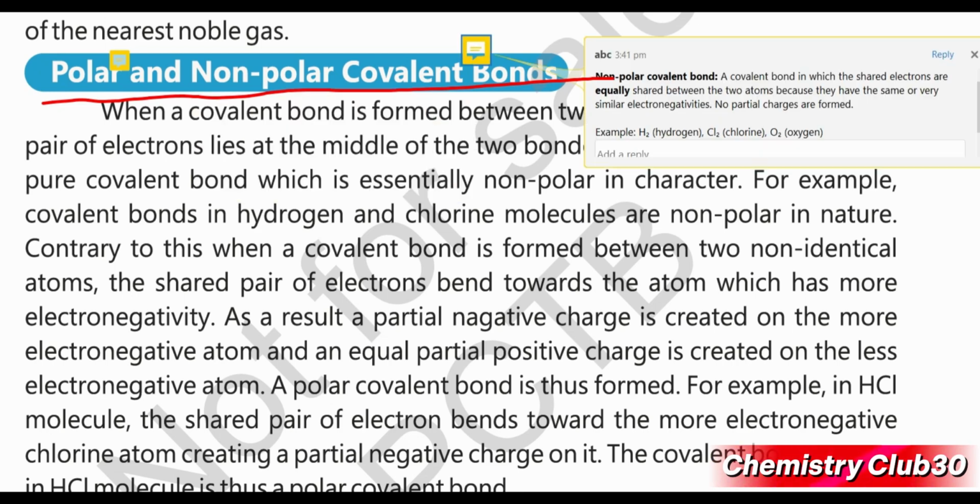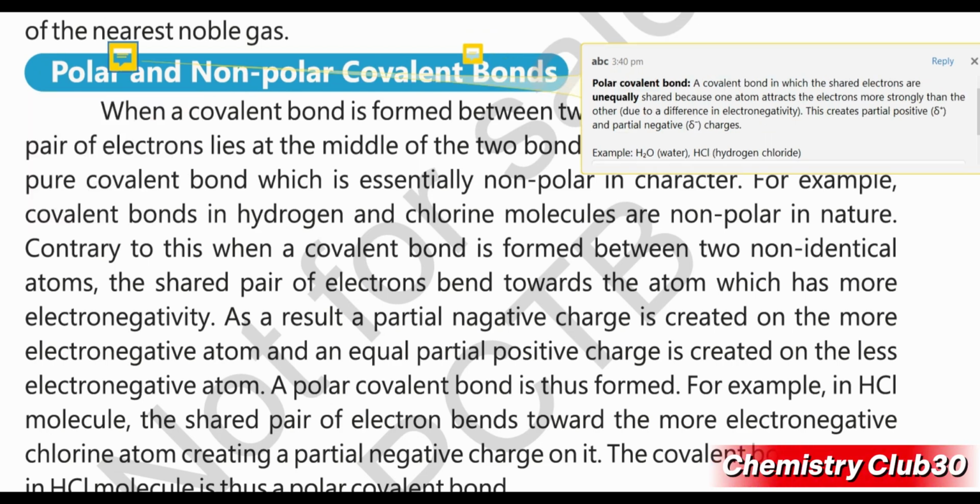So, non-polar bonds mean a covalent bond in which shared electrons are equally shared between the two atoms because they have the same or very similar electronegativities. No partial charges are formed. An example of non-polar covalent bonds are the hydrogen molecule, chlorine, and oxygen molecule. So bonds that are present between these molecules are non-polar covalent bonds.